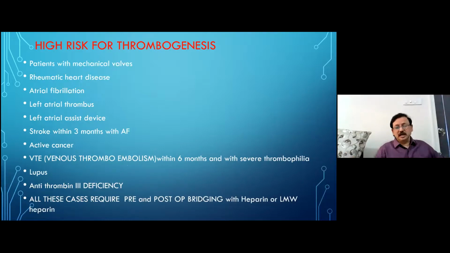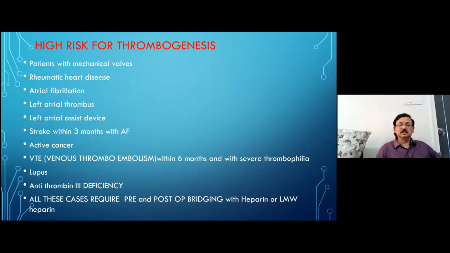Rheumatic heart disease, atrial fibrillation, left atrial thrombosis, left ventricular assist device, stroke within the last 3 months with or without atrial fibrillation, active cancer in the body, venous thromboembolic phenomenon within the last 6 months, or severe thrombophilia. These patients need to be on antithrombotic agents. Lupus, antithrombin 3 deficiency, all these cases require pre and post-operative bridging with heparin or low molecular weight heparin. Before and after the surgery, these things are a must.